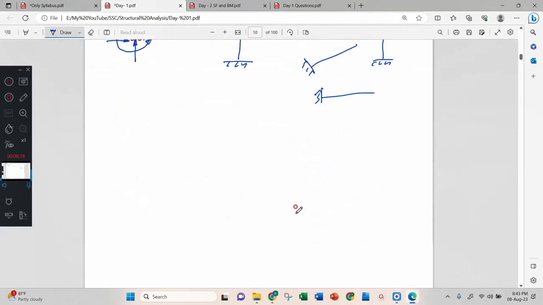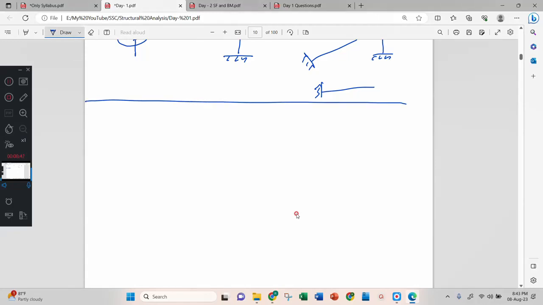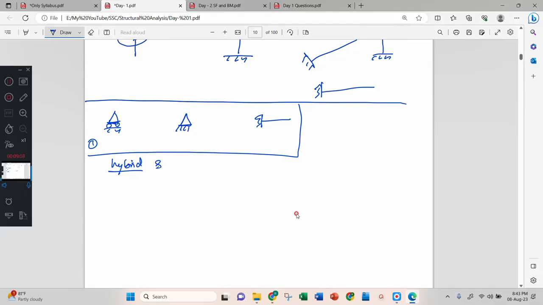Now we learned about three types of support. The first one is roller support, and the second one is hinge support, and the third one is fixed support. The simple support, just ignore it. Apart from these, there are some other supports. They are called hybrid supports. This you will study at UG level, not at diploma level. For your understanding, I will show you. This is a hybrid support.